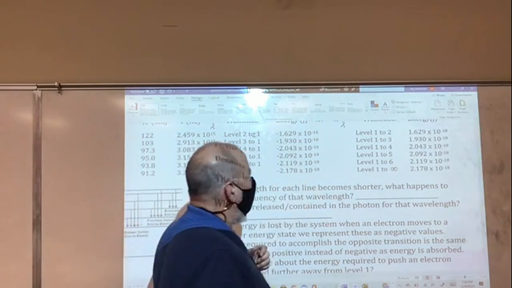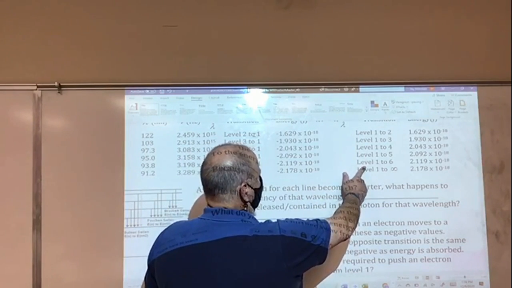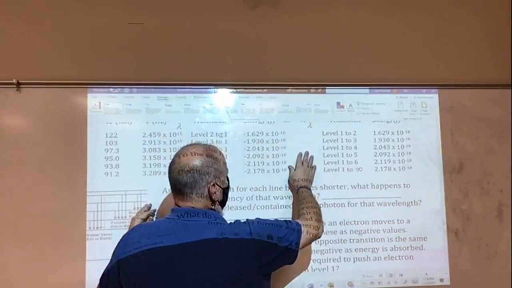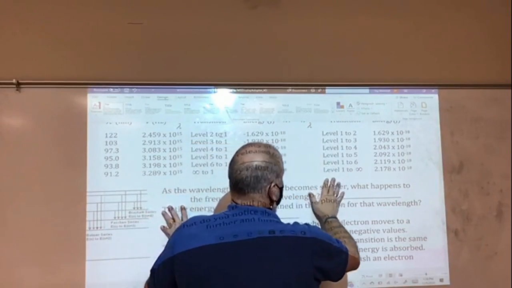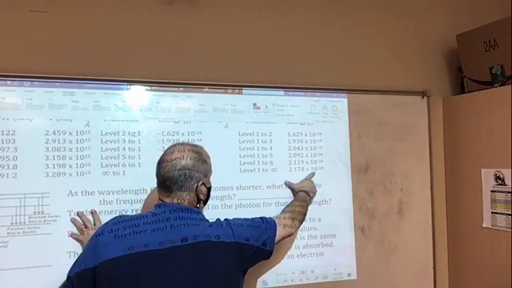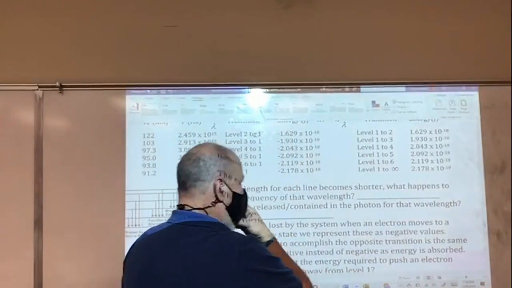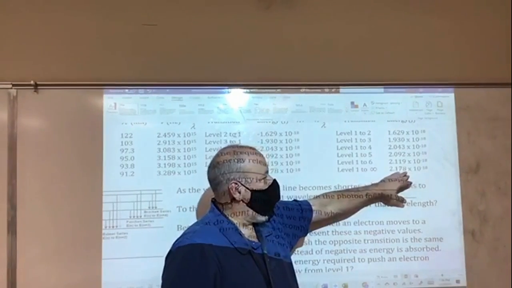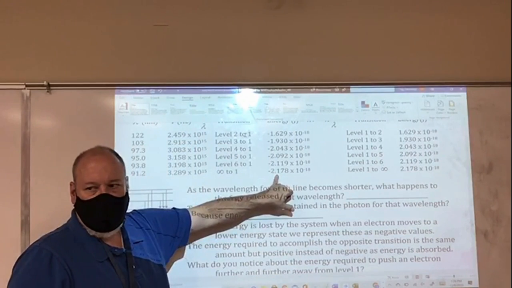And if I go the opposite direction, if I go from level 1 to level 2, I'm not going to have a wavelength, right, because it's not going to be emitted, it's going to be absorbed. If I go from level 1 to level 2, I absorb this amount of energy. If I go from level 1 to get kicked out completely, I absorb that amount of energy. Well, notice that the amount of energy that I absorb to get kicked out of the atom is the same as the amount of energy that I release when I leave or fall back.